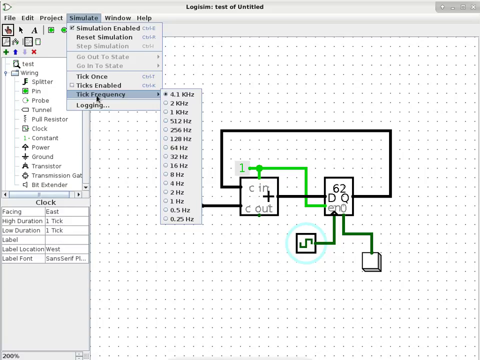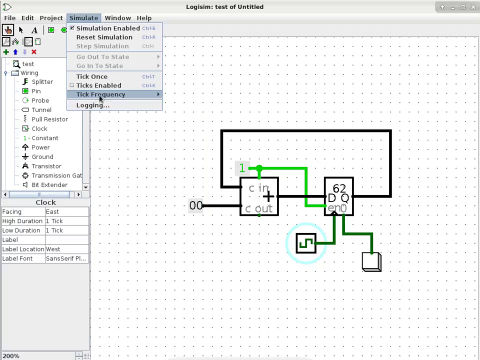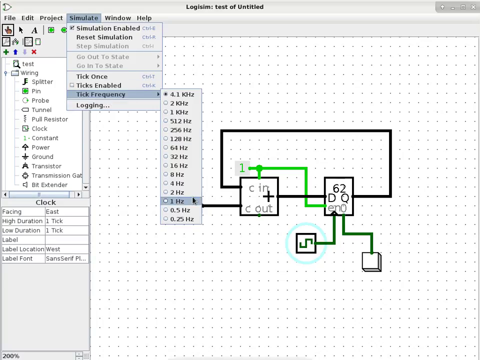So let's go all the way down, okay? If you look at tick frequency and go all the way down to 0.25 hertz, what does that mean? Can we really have a fraction of a hertz? Exactly, it's once every 4 seconds. I think we can see that, okay? So we'll pick that for now.